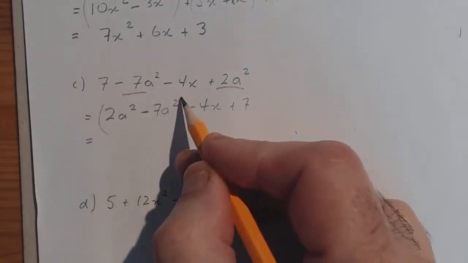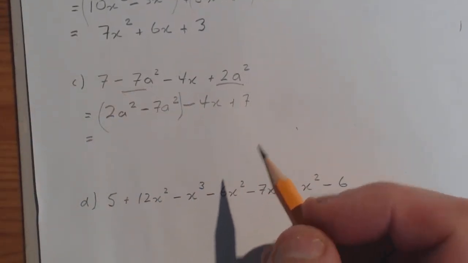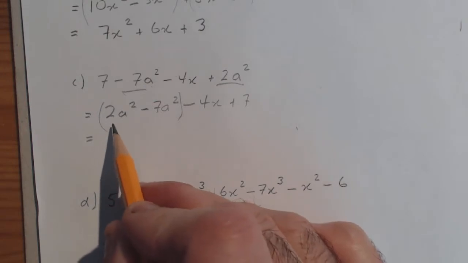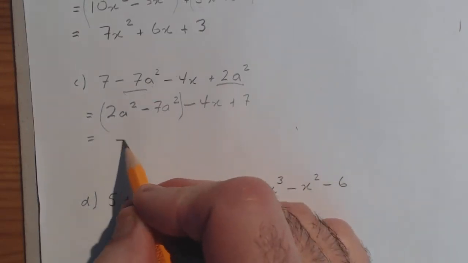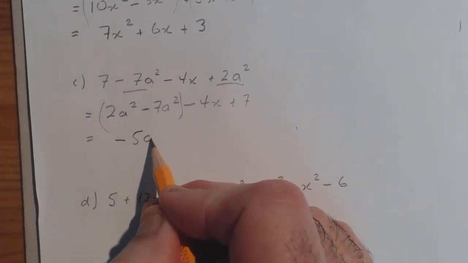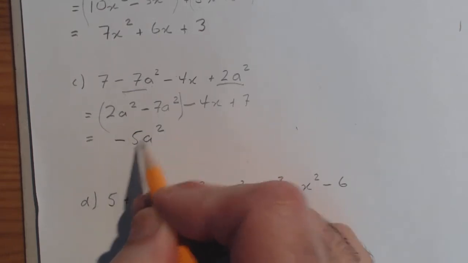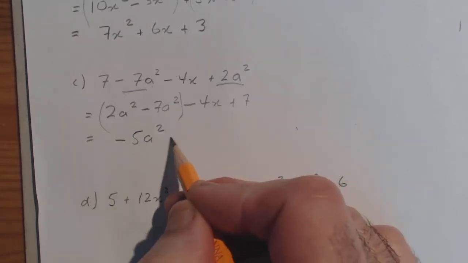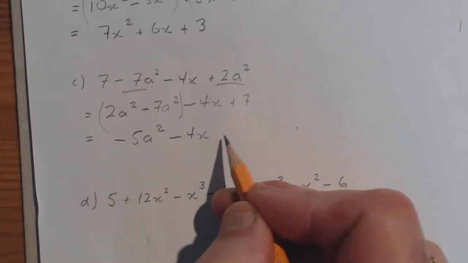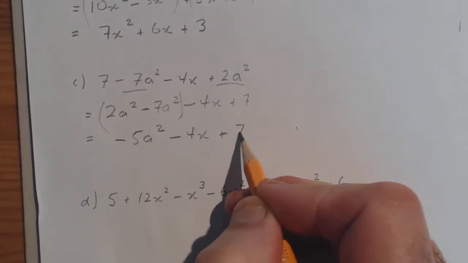Now I collect the like terms. You only collect terms which are like ones. So we have 2a squared minus 7a squared gives minus 5a squared. 2 minus 7 gives minus 5. Minus 4x plus 7.